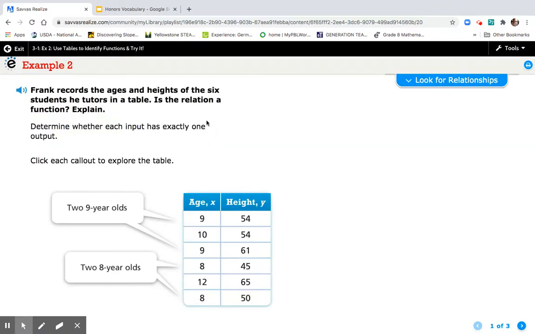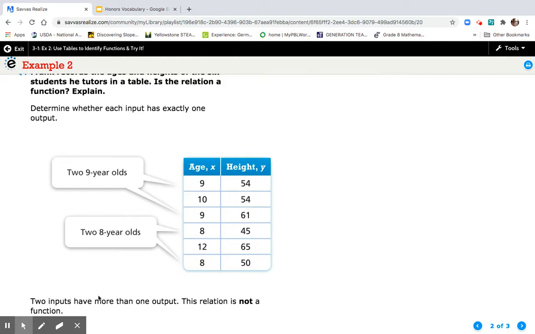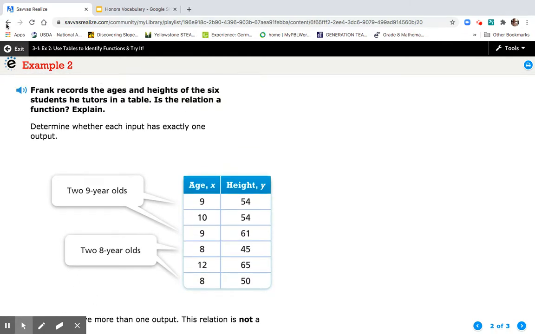Now, here is actually another non-example, right? This is a table now, and you can see that there are two 9-year-olds, two 8-year-olds with different heights. So we have two inputs that have more than one output. This relation is not a function as shown in the table here.